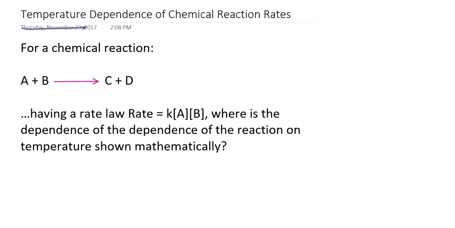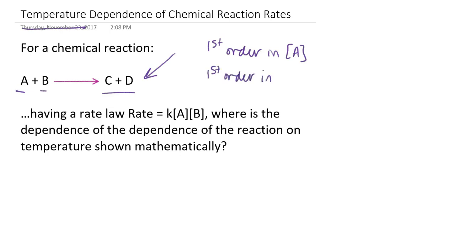So, for example, let's take this reaction that I put on this slide to start our pre-lecture tutorial. I have some reactant A reacting with reactant B to give me products C and D. Let's assume that this reaction is first order in reactant A. Let's also assume it's first order in reactant B. And so, if that's the case, we get the overall rate law: rate is equal to k times [A] times [B].